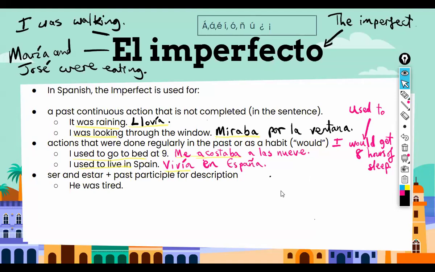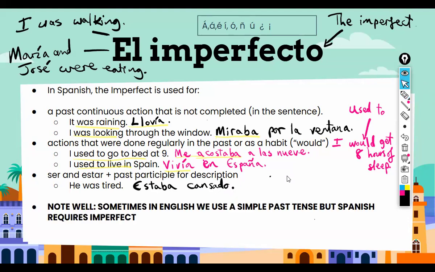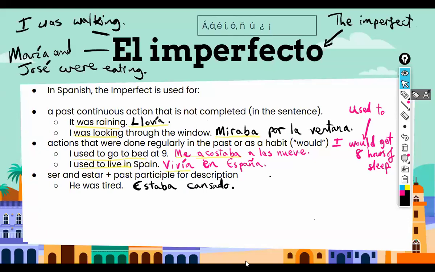Okay, he was tired. How do we say he is tired? We would say está cansado, right? So we want to say he was tired. We're describing how he was feeling. We would say estaba cansado, right? All right, let's do one with Sarah.